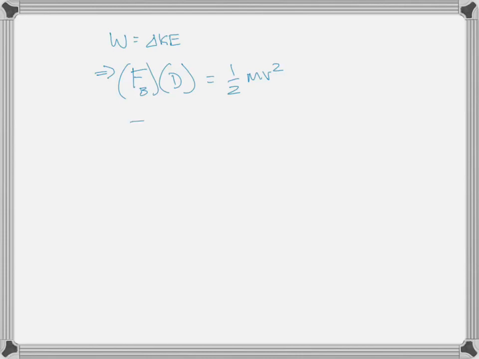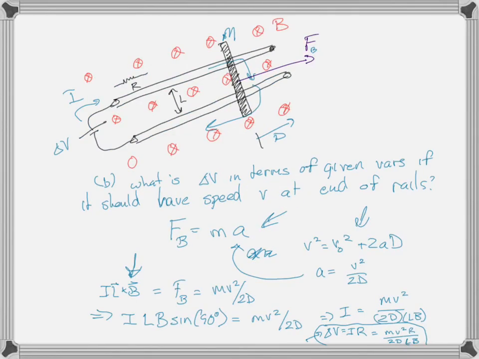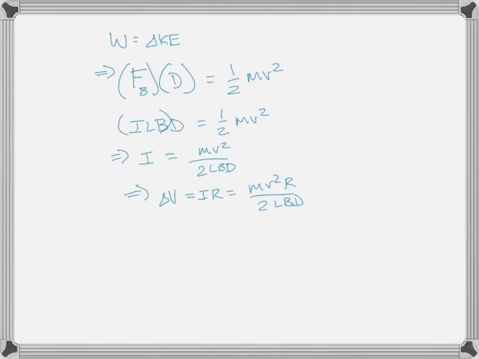And therefore ILB is the force, times d is 1/2 mv squared. And so therefore I is equal to mv squared over 2LBd. And so that's the current, and therefore delta V, the potential difference, which is IR, is equal to mv squared R over 2LBd. I better check those to see if they're the same. mv squared R over 2LBd, yay! I got it right.